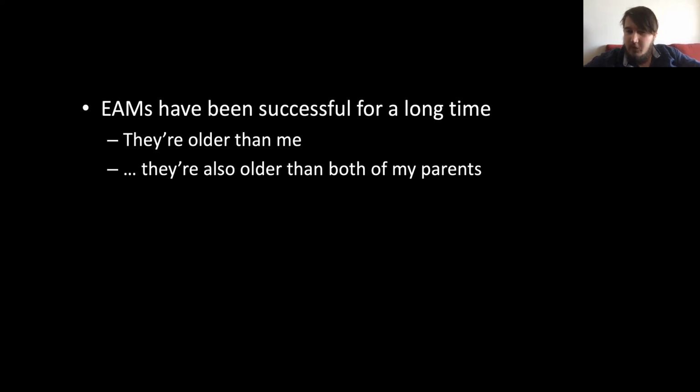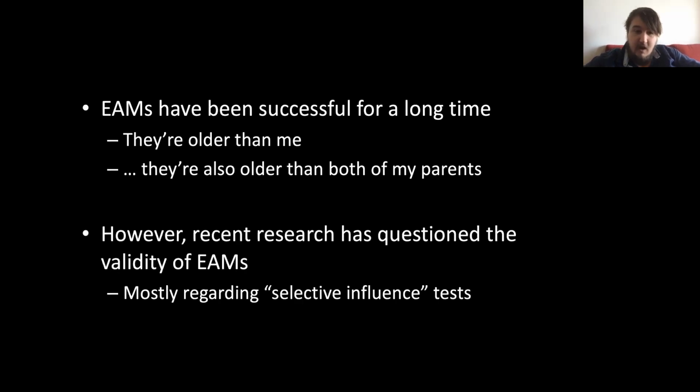Okay, so evidence accumulation models have been successful for a long time, right? I think there's little doubting that. They're older than me, and if age is any indicator of success, that means they've been successful, and they're even older than both of my parents. So these things have been around for a long time and been very successful for a long time, right? They explain data well, they've answered lots of interesting questions, they've certainly been a success.